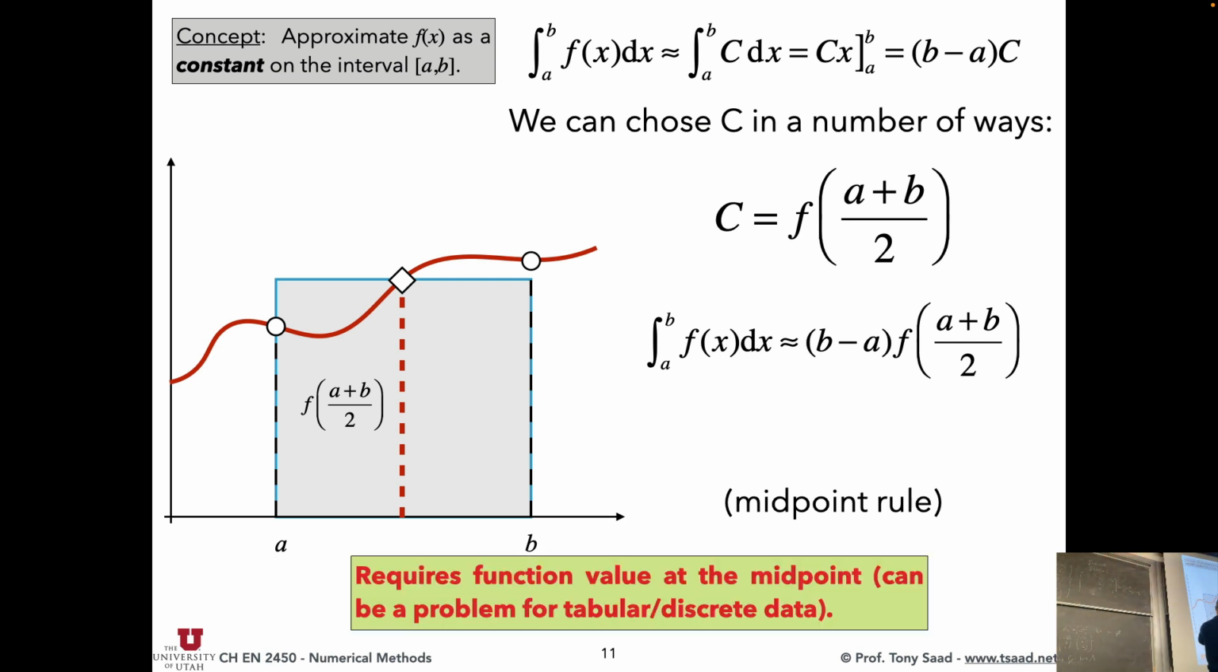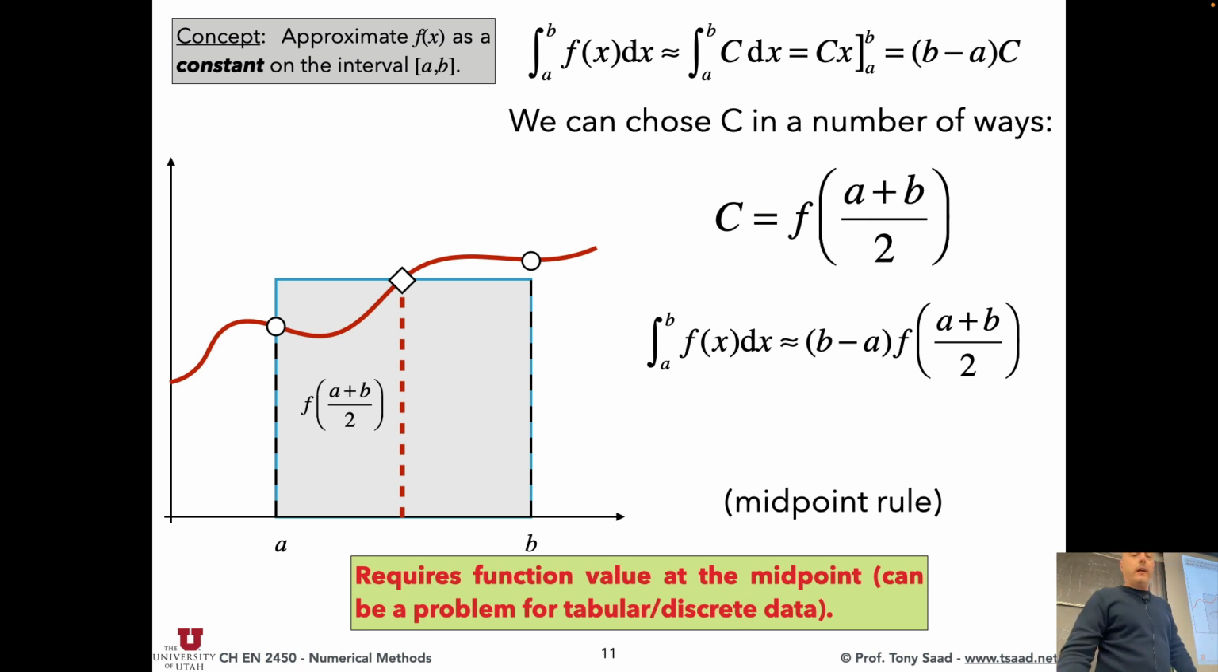The challenge with the midpoint rule, though, is that you require the function value at the midpoint. When you know the function f, that's not an issue because you can just evaluate f at that midpoint. But as we will see later, when you try to apply the midpoint rule to discrete data, first you have to skip every other point to get the midpoint between two data points. And if the data is not equally spaced, there is no way that you can apply the midpoint rule.